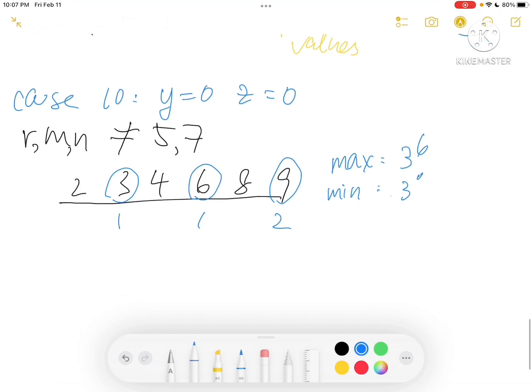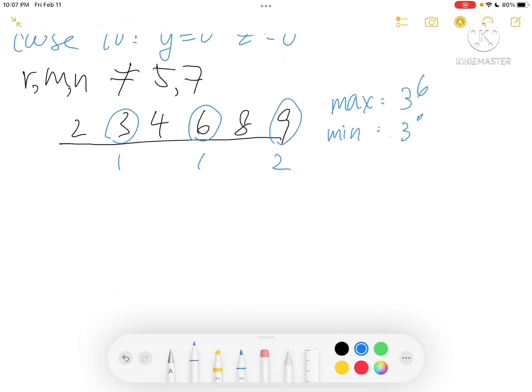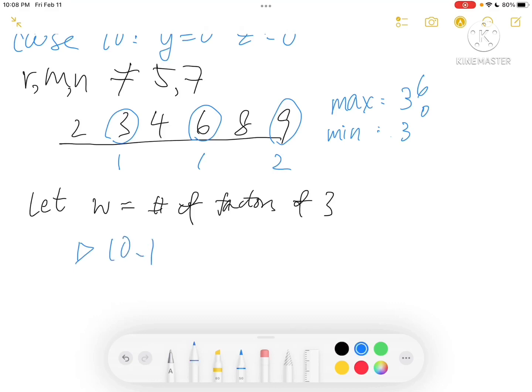So now let's let the variable w be equal to the number of factors of 3. Great. Now we have case 10.1. So 10.1 is when w is equal to 6. If we want to have 6 factors of 3, we can only have 9, because 9 is equal to 3 squared.